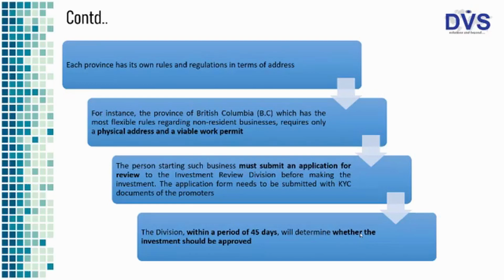So you don't need to have a residency address for a Canadian or a Canadian director to be part of the company's incorporation. The person starting such a business must submit an application for review to the Investment Review Board division before making the investment. The application form needs to be submitted with complete KYC documents of the promoters as well as the other directors forming part of the company. The division, within a period of 45 days, will determine whether the investment should be approved, and once approval is granted, the company can be incorporated in British Columbia.